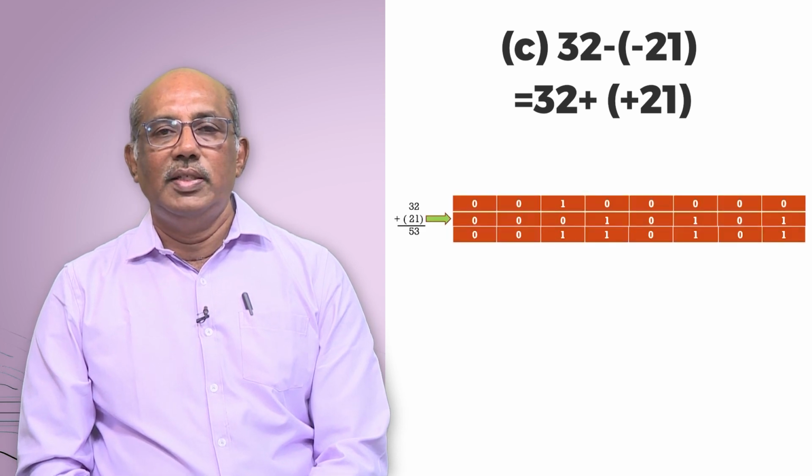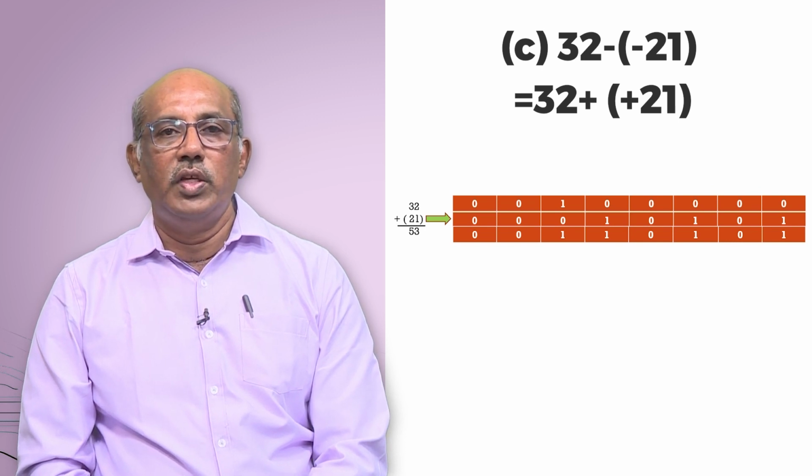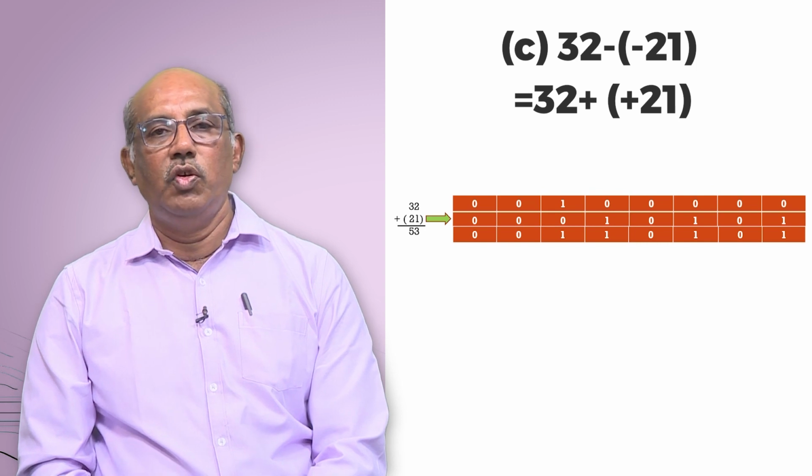Similarly, you can go for 32 minus minus 21. Here minus 21 we represent in 2's complement form. Therefore, it becomes 32 plus 21 and here you get the answer as 0, 0, 1, 1, 0, 1, 0, 1. So, what is 32 plus 21? That is the positive number 53.